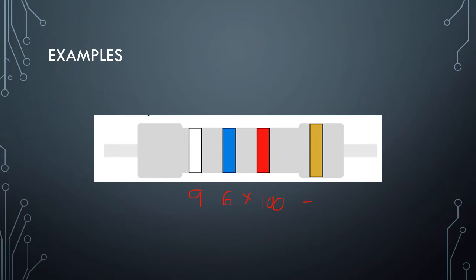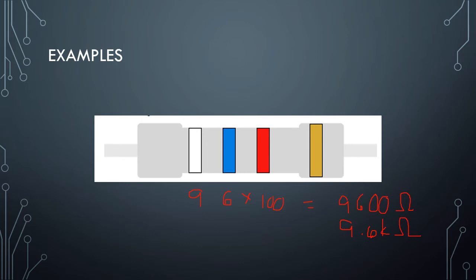So we have a nominal value of our resistor of 9,600 ohms. Or simply we can write it as 9.6 kilo ohms. Okay? So what about our tolerance?